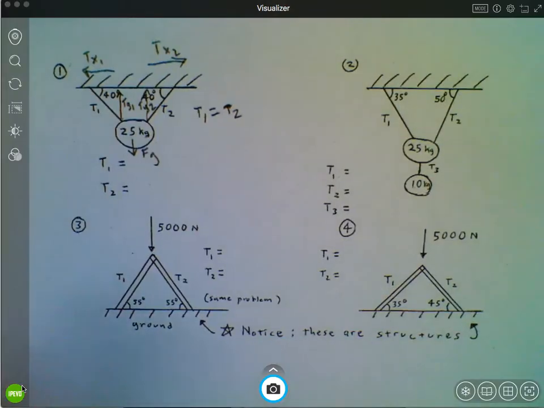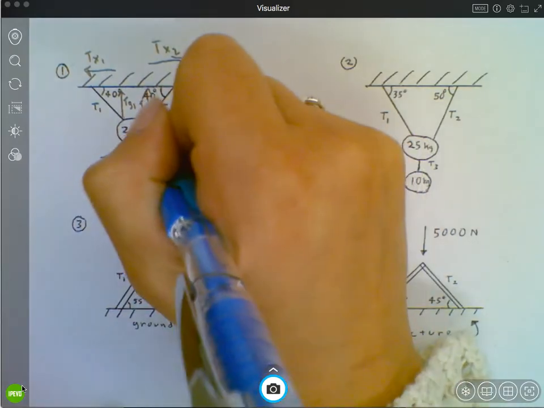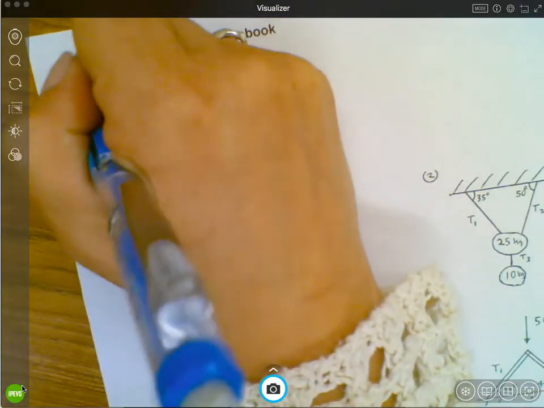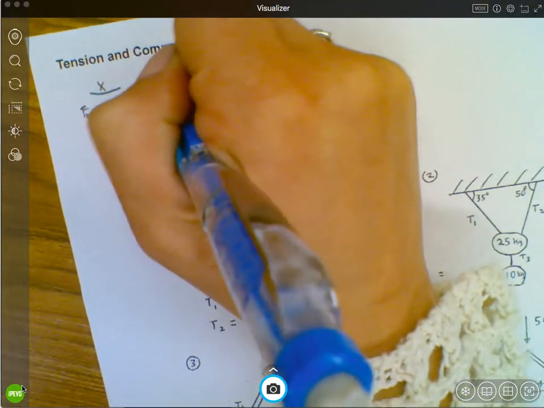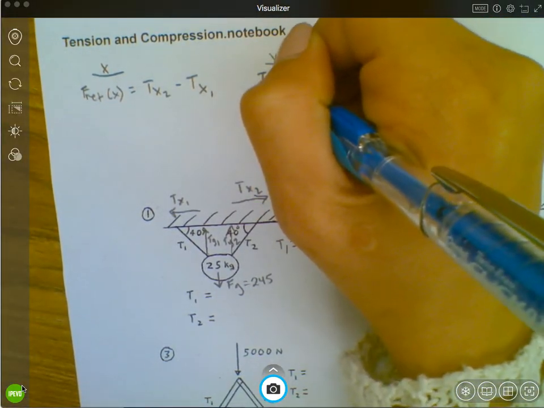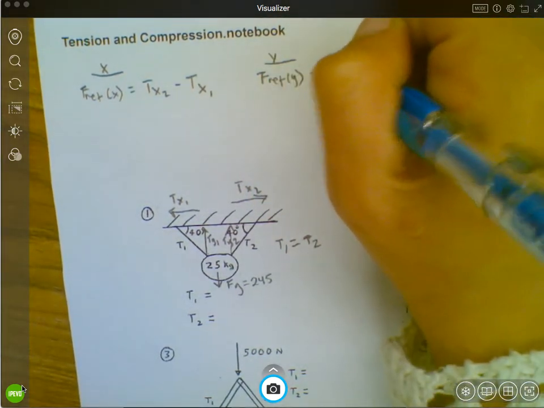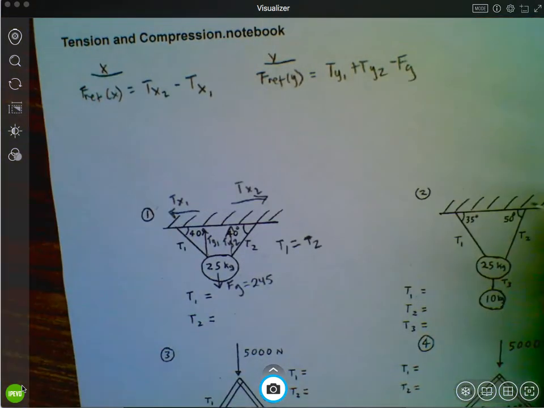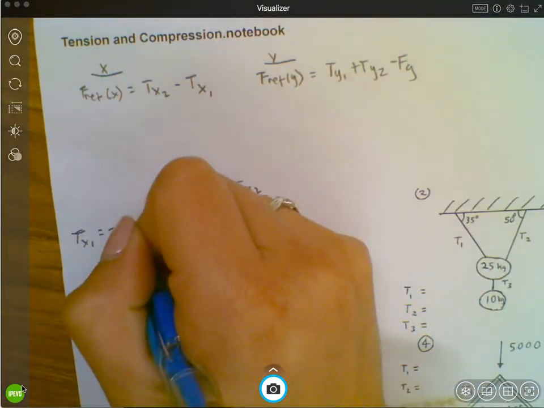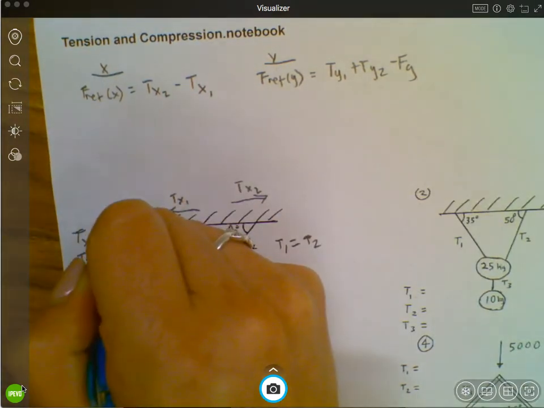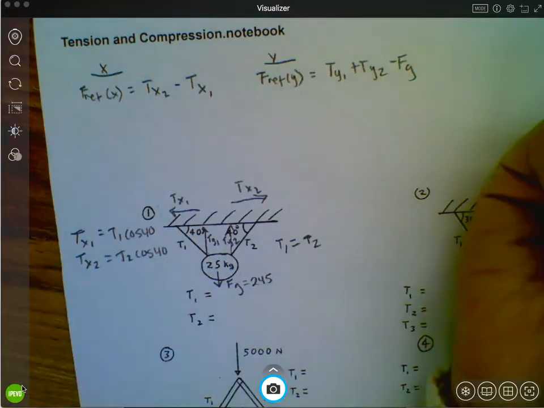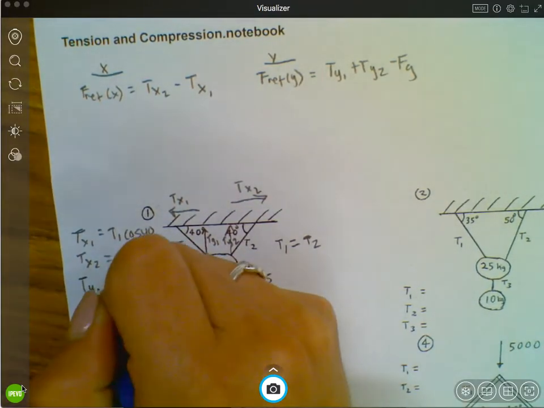Okay, the FG is 25 times 9.8, which is 245. And so when you set this up, I'm going to go ahead and set it up here. So in the x direction, fnet x equals tx2 minus tx1. Okay, and in the y direction, fnet y equals ty1 plus ty2 minus fg. Okay, but when I solve for these, tx1 equals t1 cosine 40, right, and tx2 from over here equals t2 cosine 40. Right? And so you'll find that when you plug these in, t1 equals t2.